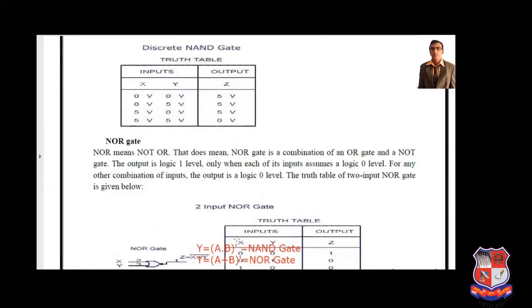Now the NOR gate. NOR gate means what? It is the combination of OR plus NOT. Means simply apply A input here, and here we apply B input. Now it is known as OR gate.